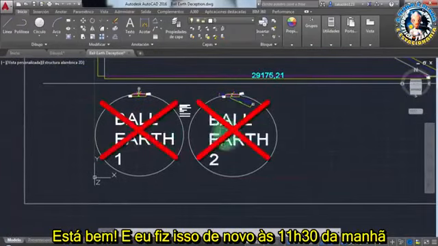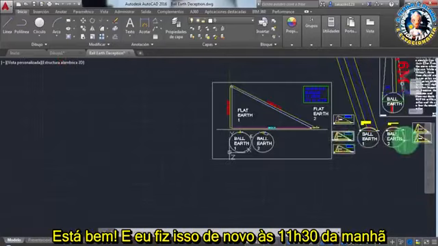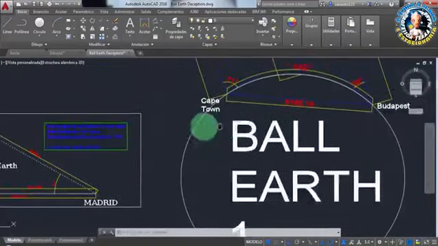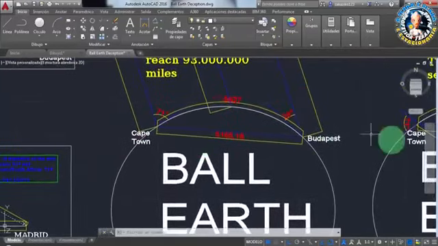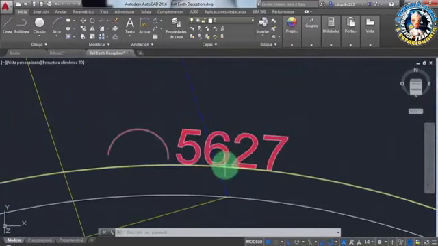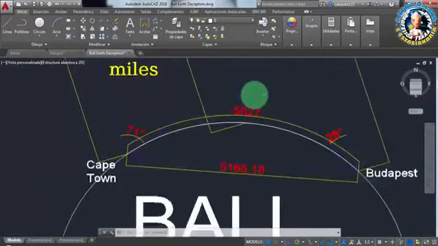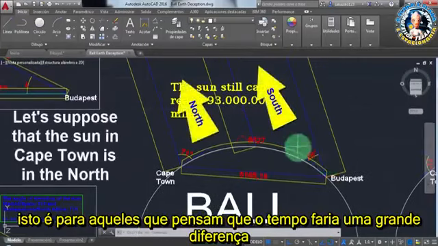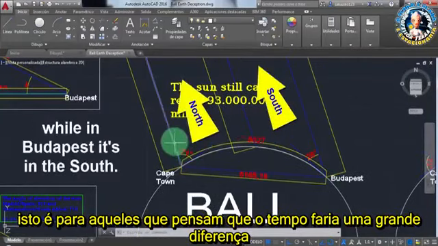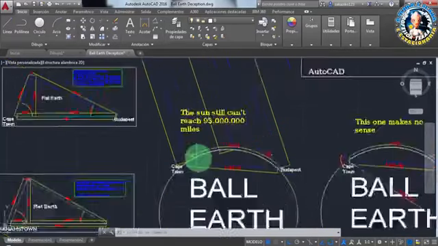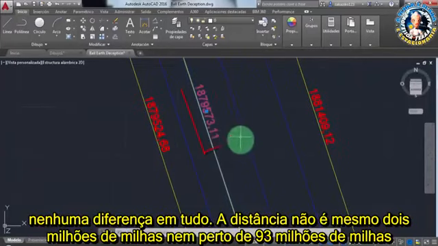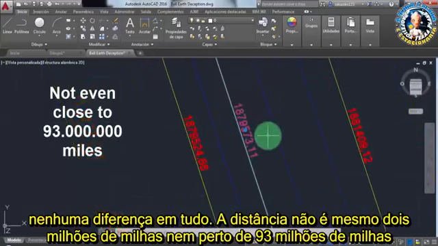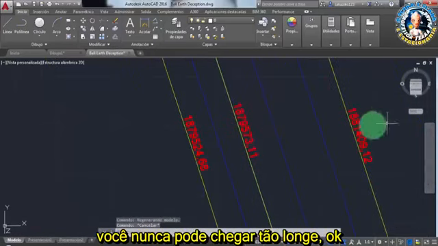Okay? And I did it again at 11:30 a.m. when the sun was between Budapest and Cape Town. Okay? This is for those who think that the time would make a big difference. There you go. No difference at all. The distance is not even 2 million miles, not even close to 93 million miles. He can never reach that far. Okay?